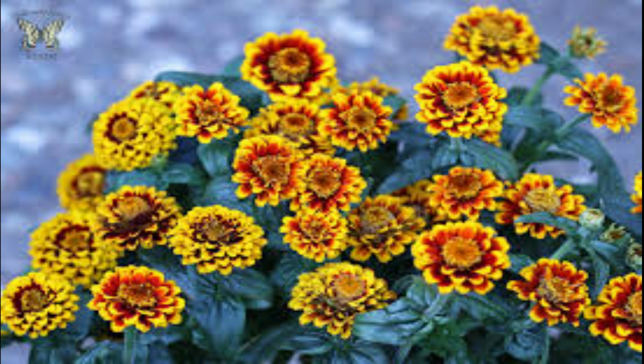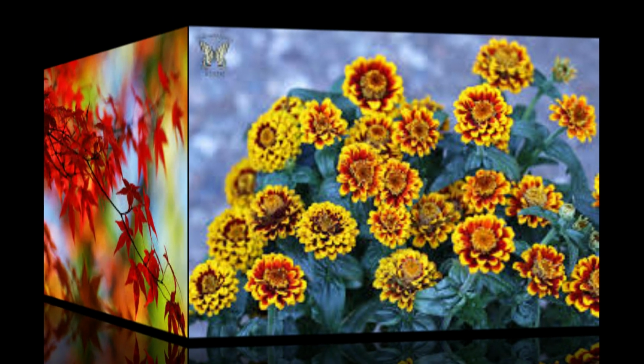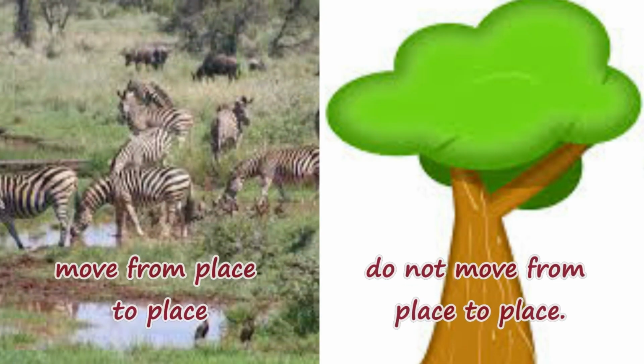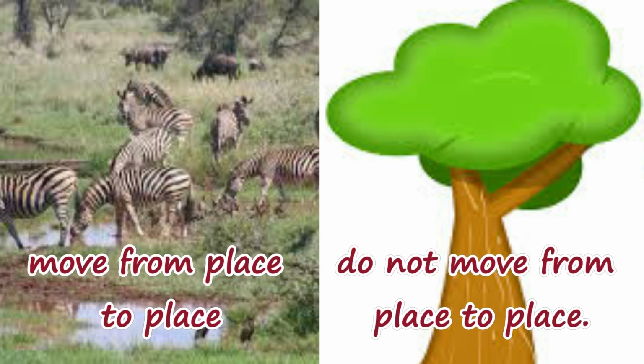Plants too move. For example, when a bud blossoms into a flower, its petals open. But the movements of the plants are not so easily seen. Plants also need food in the form of manure or fertilizers so that they can produce more and more trees. Of course, plants do not move from place to place.